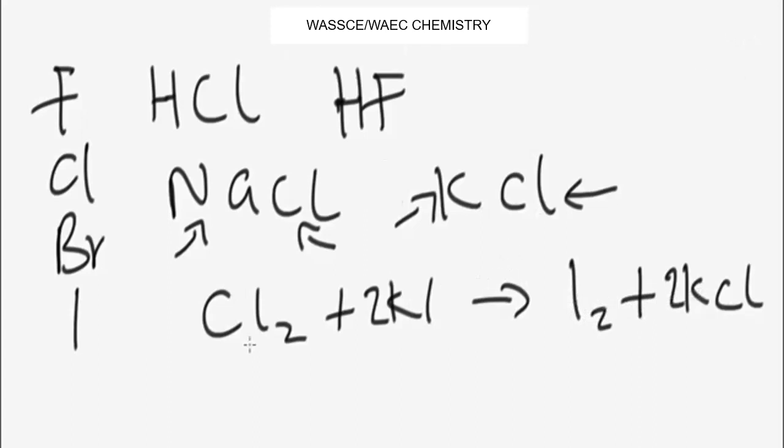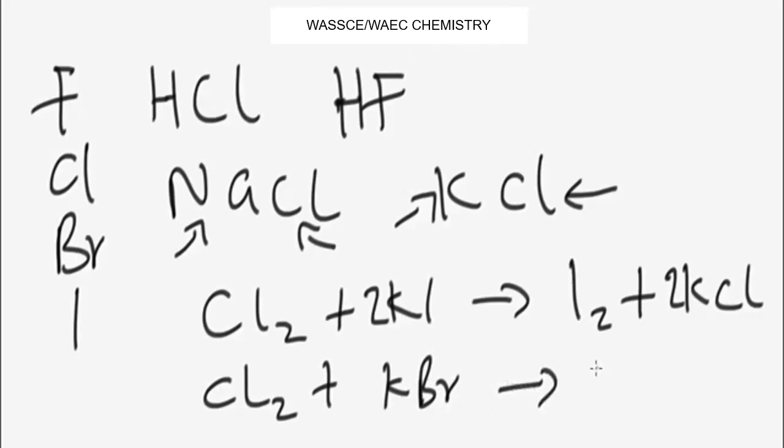Another similar example is when chlorine gas reacts with potassium bromide. This reaction will form a bromine molecule plus potassium chloride. Now in this reaction, we need to balance the equation. We have 2 atoms of bromine at the right and 1 atom of bromine at the left, so we're going to add 2 here. So bromine is now balanced.